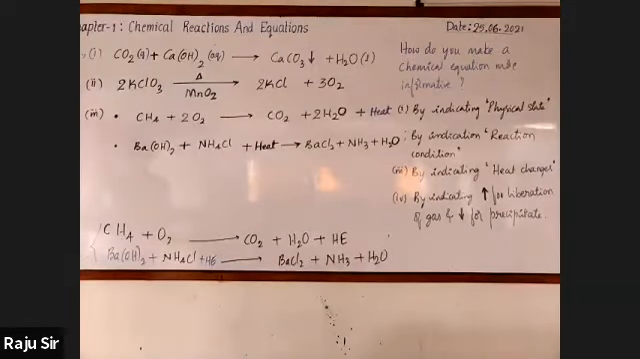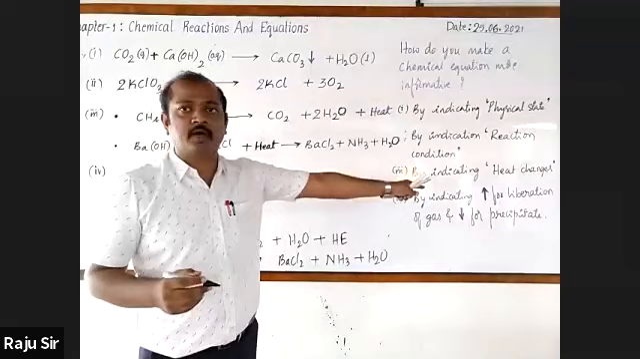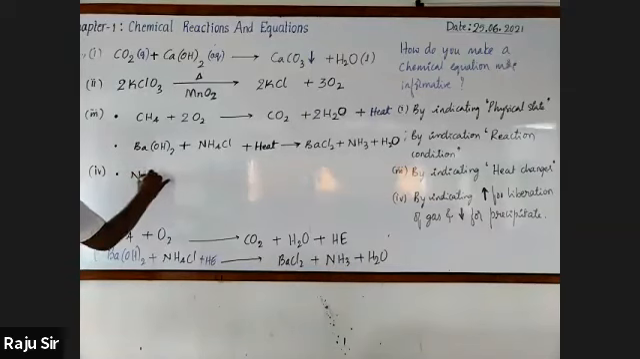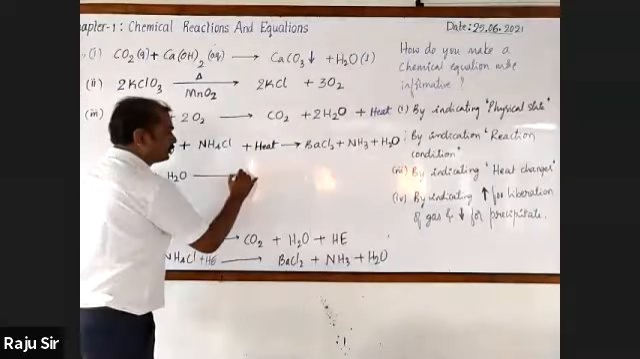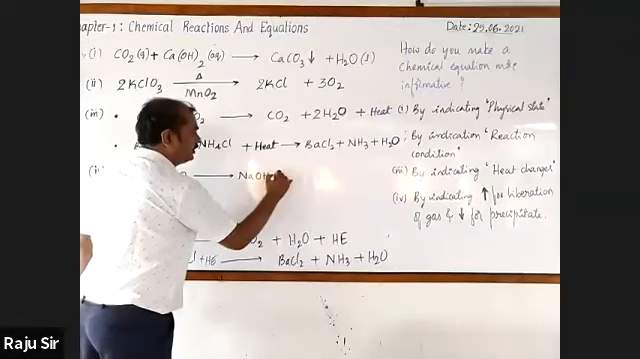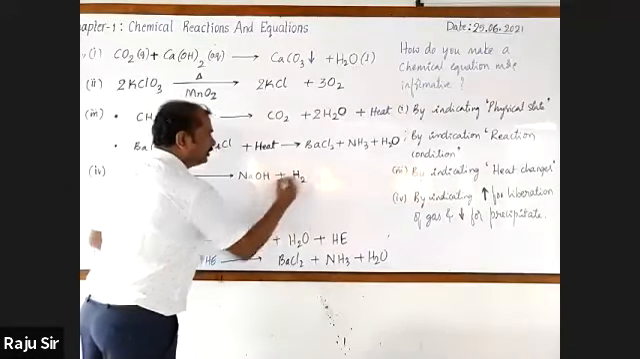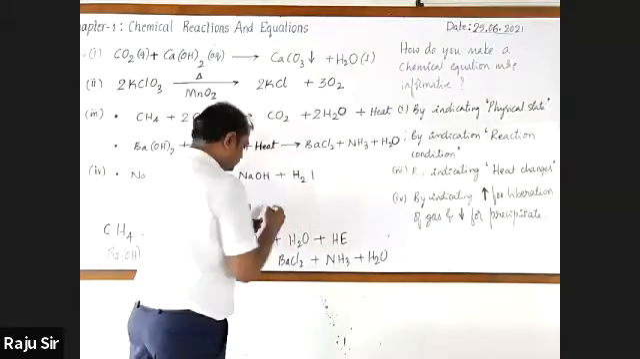Overall, you should try your best to balance this. Now we are moving to the fourth one, indicating an upward arrow mark for liberation of gas. One simple example is when sodium reacts with water, it produces sodium hydroxide, NaOH, plus hydrogen gas is liberated. Show the liberation of the gas by using an upward arrow mark.